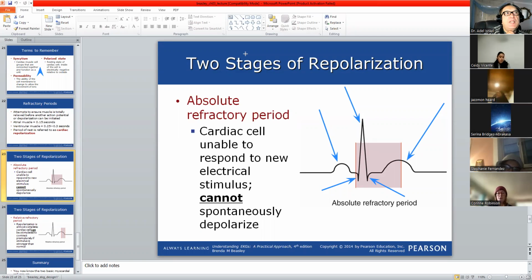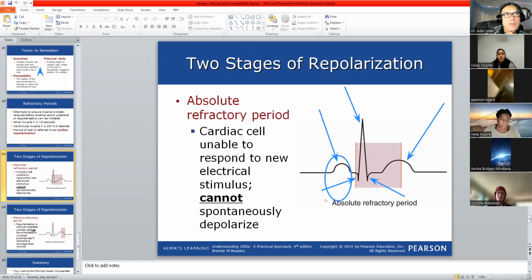P wave represents what? Atrial contraction. Very good. Atrial contraction. And the QRS represents what? Ventricular contraction. Very good. Ventricular contraction.